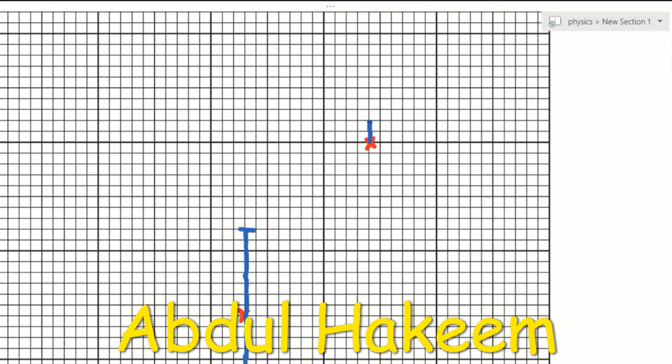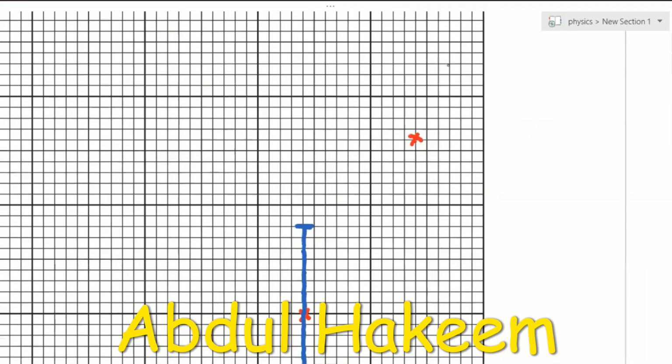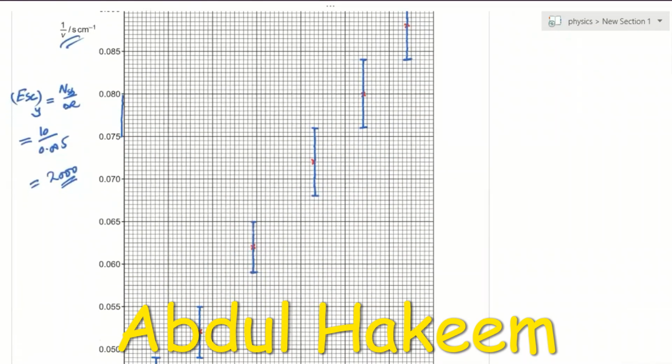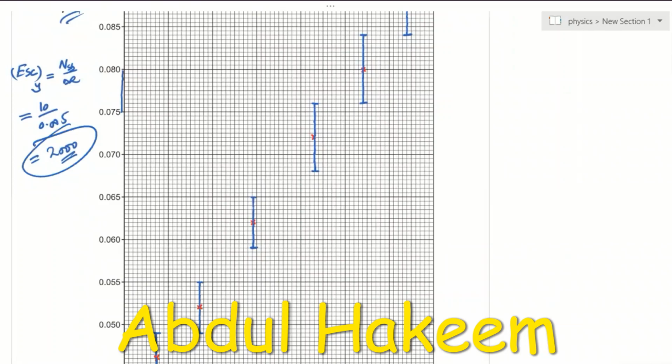So 1, 2, 3, and 4. So 8 boxes here. 1, 2, 3, and 4. 8 boxes down. And similarly here, 1, 2, 3, and 4. 8 boxes up. 1, 2, 3, and 4. 8 boxes down. So these are the error bars. So the method is error scale constant multiplied by error. That is the height, that's the length, one side of the point for the error bar.